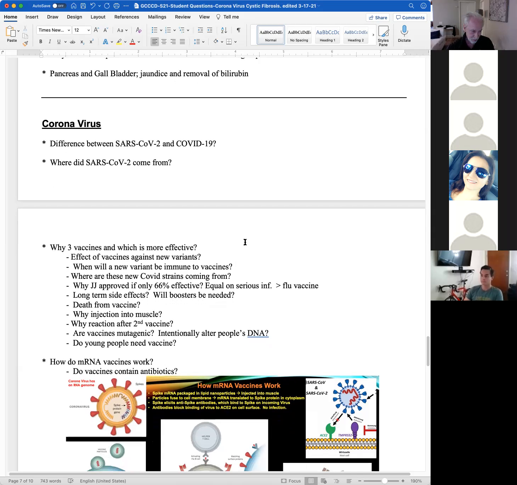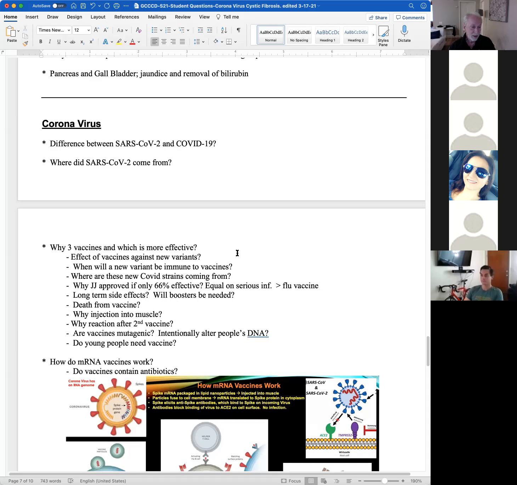So let's just go through this list. What is the effect of the vaccines that we currently have against the new variants? In general, the new variants are all subject to all 3 of the vaccines. There's no variant that escapes yet, which is the next question. When will a new variant arise that will be immune to the currently available vaccines?